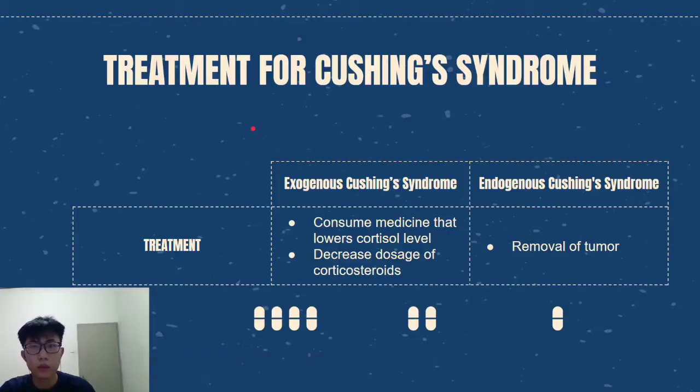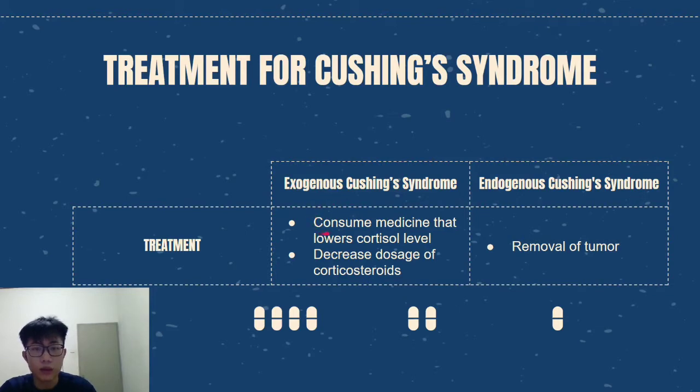Hello everyone, my name is Kok Sang Yi and I'll be continuing on treatment for Cushing syndrome. As we know, there are two types of Cushing syndrome, which are exogenous Cushing syndrome and endogenous Cushing syndrome. The treatment for these types of Cushing syndrome is different. To treat exogenous Cushing syndrome is basically by medication.